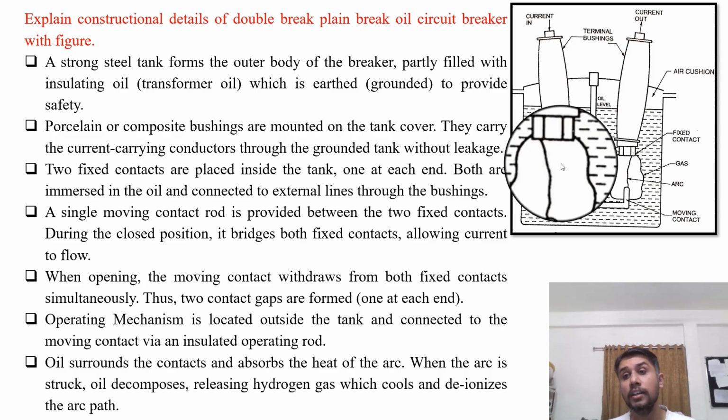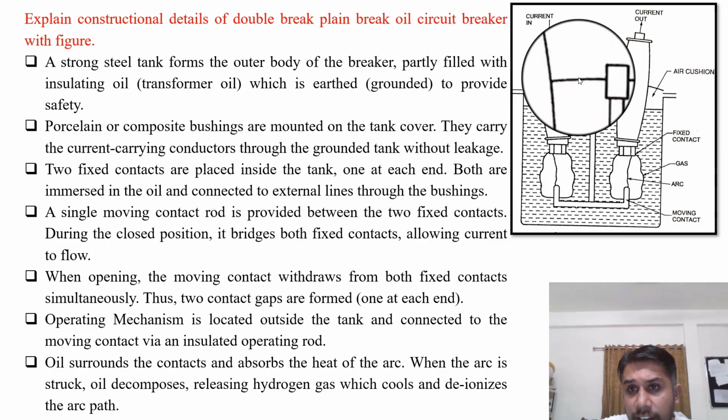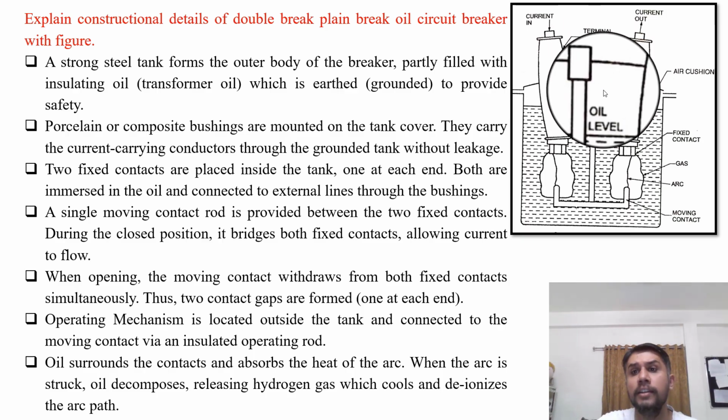Now whenever these contacts are separated, the arc strikes in between, and this arc, having very high energy, decomposes the oil in the surrounding medium, and due to this hydrogen, methane or ethylene type of gases are generated. They move in the upward direction and are collected in the air, and this serves the purpose of cooling and deionizing the arc path, so the medium's dielectric strength improves and the arc gets quickly quenched. So this is the constructional detail of a double break, plain break oil circuit breaker.